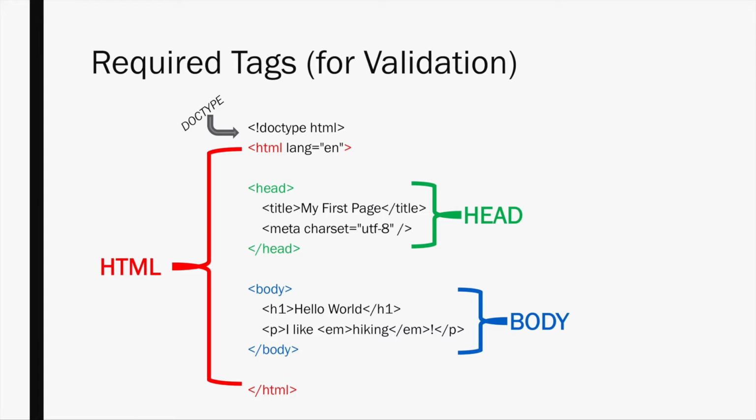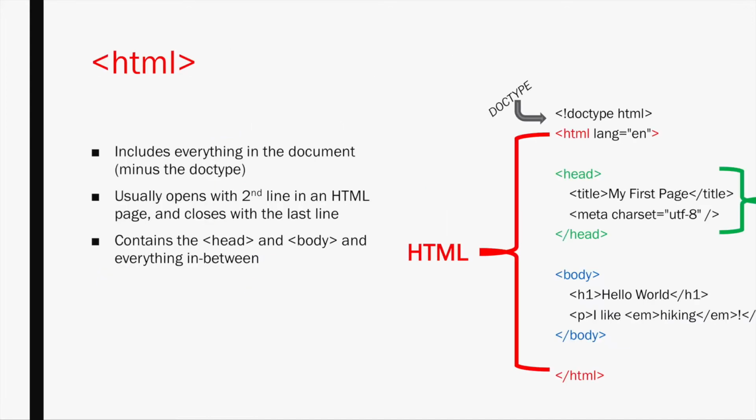Next, we have the head. The head section talks about what things should be loaded for the page. We'll cover that in more detail in just a bit. And the body, of course, contains the content of the page. So the HTML tag contains the head and the body and everything in between. But these three tags, along with the doc type, are required for basic validation of a page. Let's talk about the HTML tag in a bit.